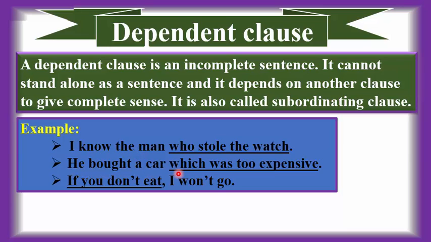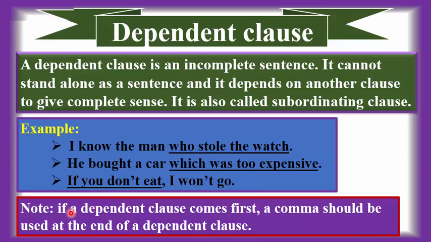He bought a car which was too expensive. He bought a car is an independent clause, which was too expensive is a dependent clause, and which was too expensive depends on he bought a car to give a complete meaning. If you don't eat, I won't go. If you don't eat is called a dependent clause. I won't go is an independent clause. Note, if a dependent clause comes first, a comma should be used at the end of the dependent clause.